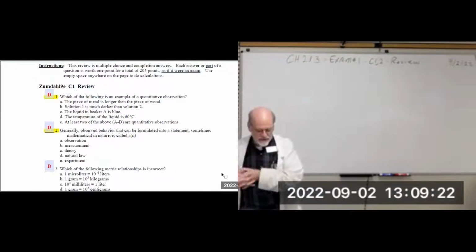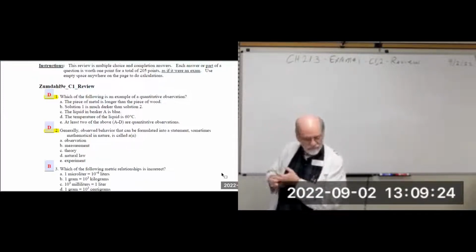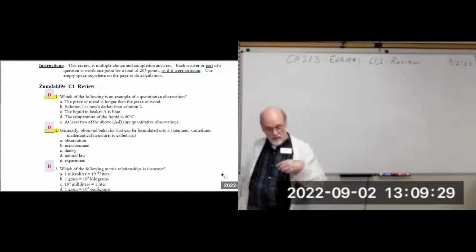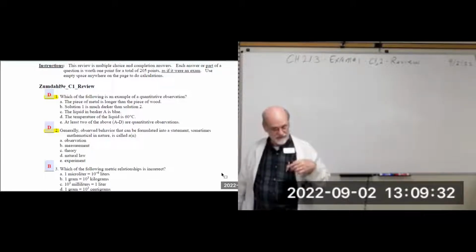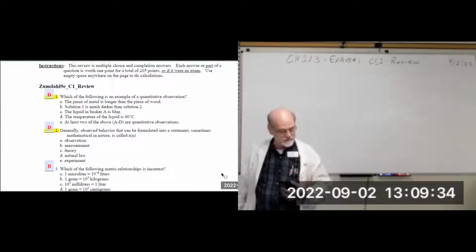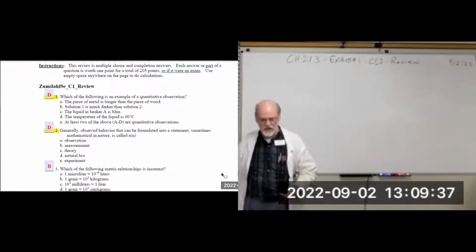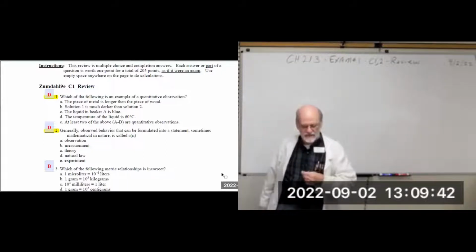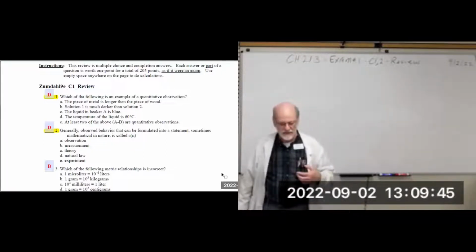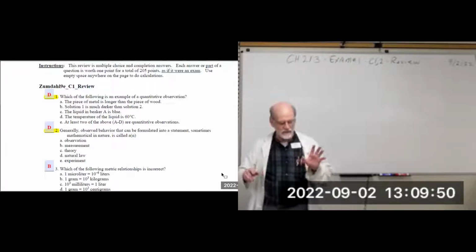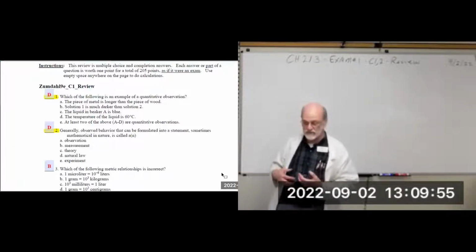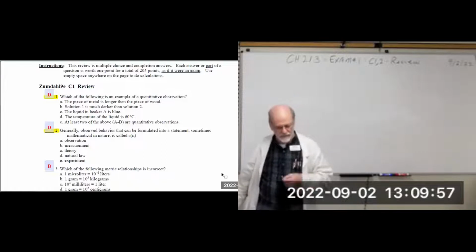Okay, first one. Which of the following is an example of a quantitative observation? Right? And the difference between a quantitative and qualitative. Quantitative, you usually think numbers. Right? It's a numerical measurement of some kind, that observation. Whereas qualitative is more generalized, and it could be just a comparison between two things. It could be an observation of a general property, like a color or general size, something like that.